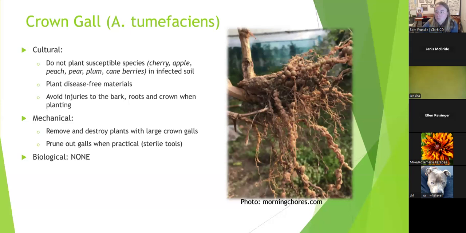Then mechanically, we unfortunately have to remove and destroy plants that have large crown galls. When it's practical, if you have small galls, you can prune them out and you have to use sterile tools. There's a very specific way to do this, so you would write into the Master Gardener Clinic or check HortSense, which I'm going to tell you about in a future slide, to learn exactly how to do that. So that is a bacteria.